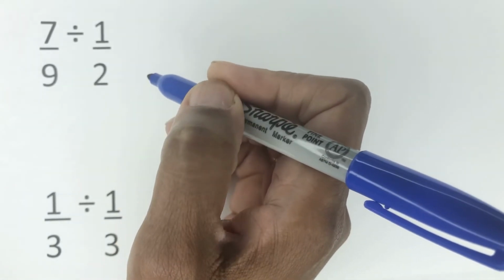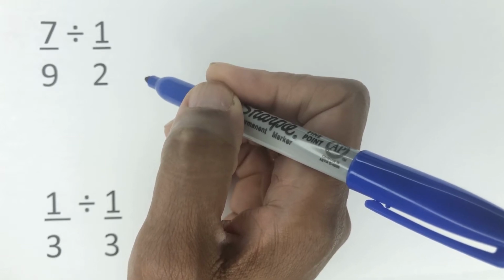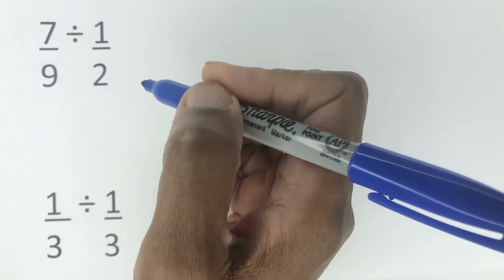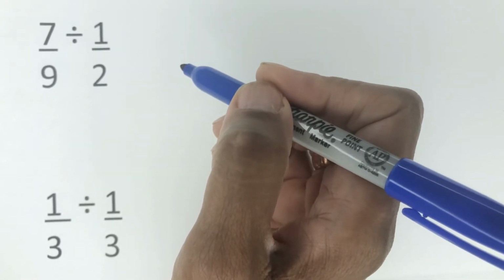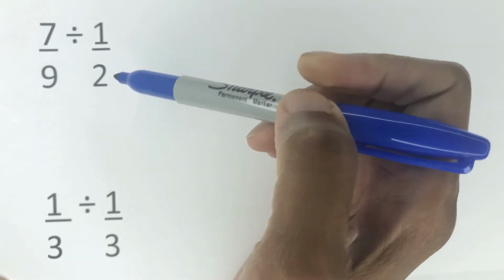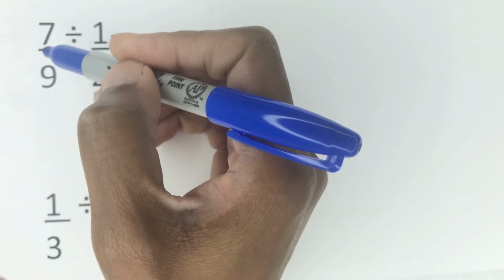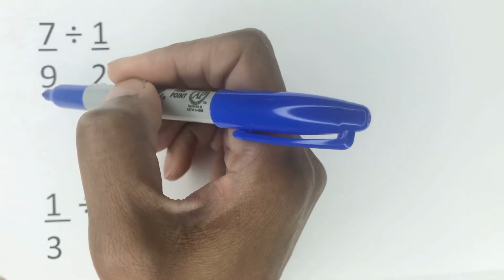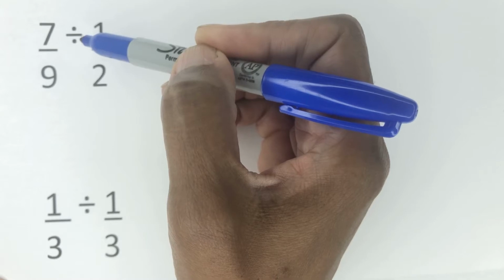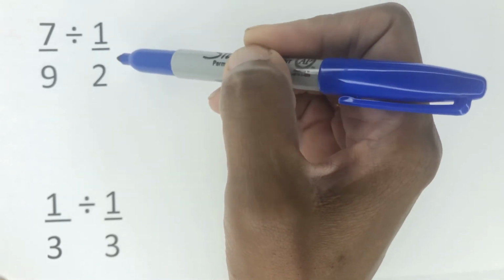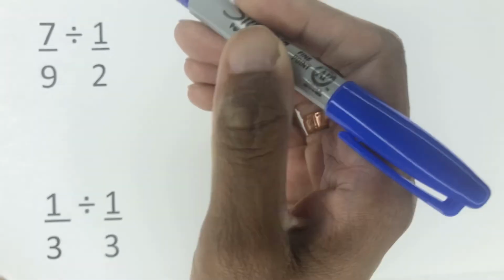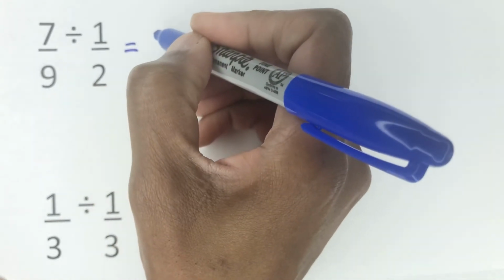Now, when we're dividing fractions, there are two strategies to actually solve it, but today I'm going to use the keep, change, flip method. And let's see what that involves. So the first question, we have 7/9 divided by a half. And what you do is, the keep means you keep the first fraction, you change the division sign to a multiplication sign, and then you flip or reciprocate the last fraction. So let's go ahead and see what that looks like.